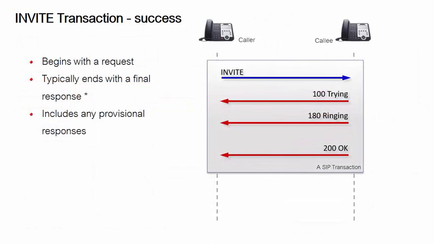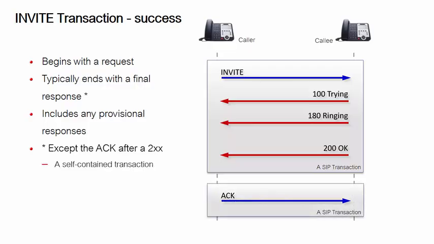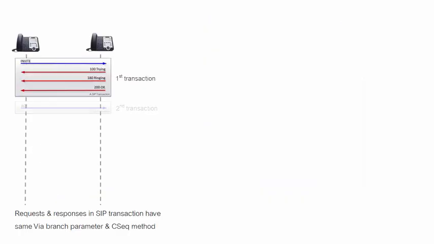So transactions typically begin with a request and end with a final response, but with one exception, and that's the ACK. The ACK after a 200 type success response to an INVITE. The ACK following a 200 success response is a self-contained transaction with no final or provisional responses. Beware of the ACK, it likes to break the rules. More on the ACK later. Following the INVITE transaction, the ACK transaction is the second transaction in a successful call.